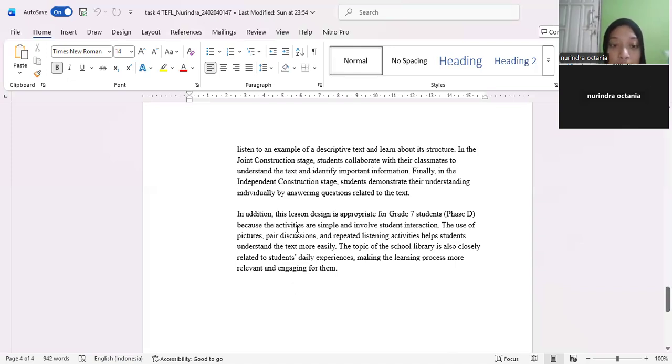In addition, this lesson design is appropriate for grade 7 students or Phase D because the activities are simple and involve student interactions. The use of pictures, pair discussions, and repeated listening activities helps students understand the text more easily. The topic of the school library is also closely related to students' daily experience, making the learning process more relevant and engaging for them.